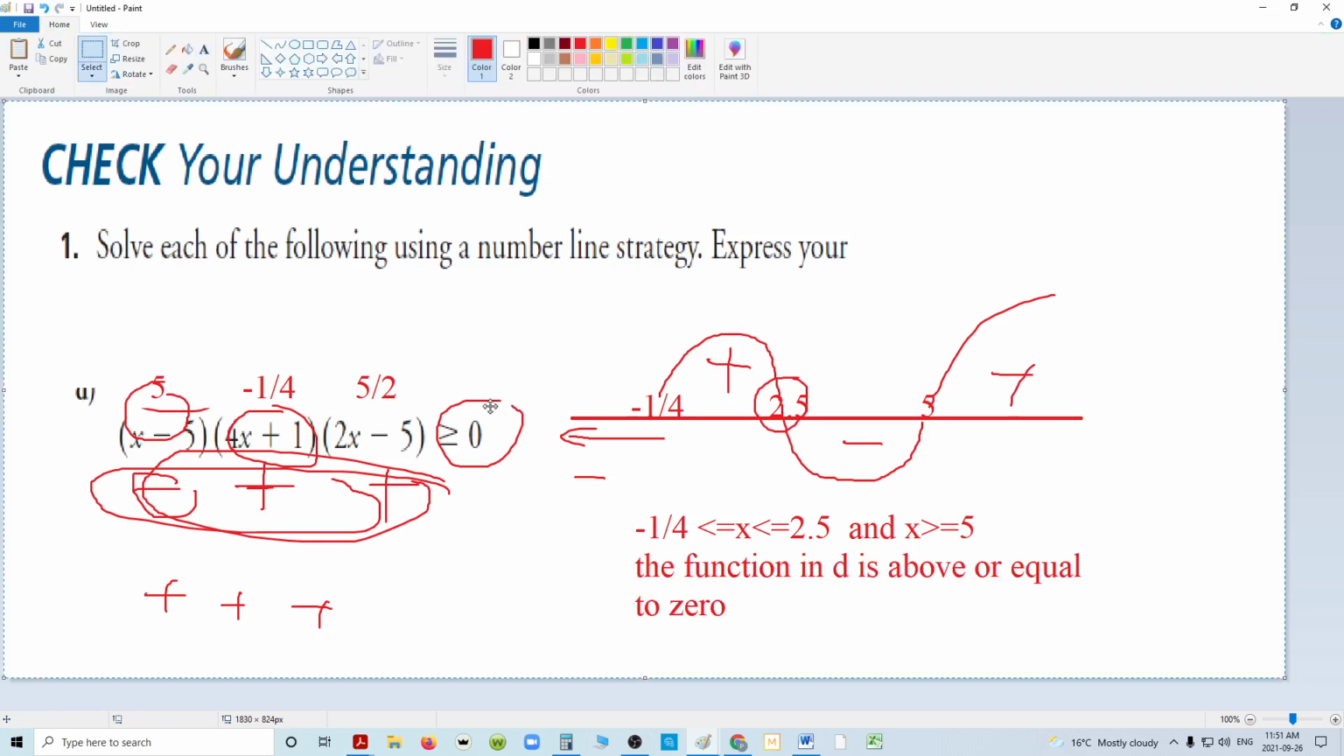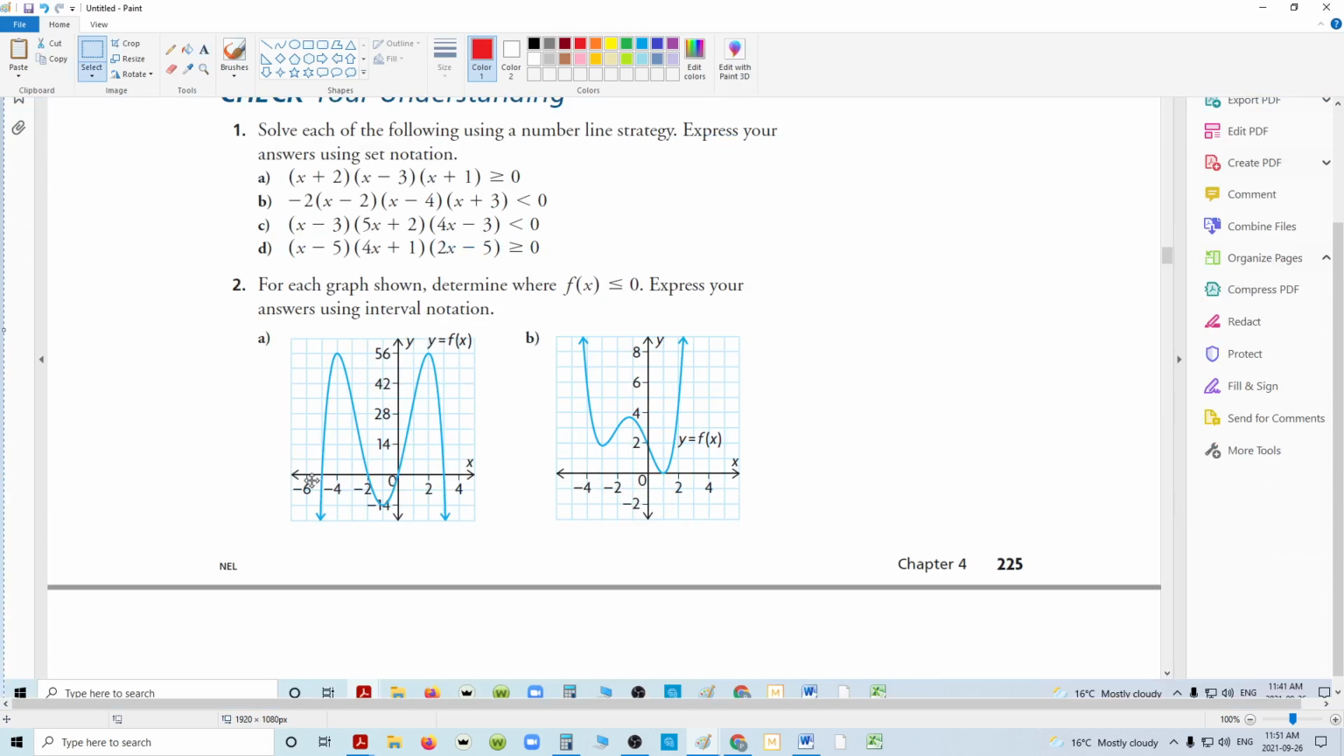Not too hard. For each graph, determine when f of x is below 0. Express your answer using interval notation. Now this is just very easy when you have a graph. Whatever number they're looking for, you can just draw a line. This one here touches right there at 1. So the only time it's below or equal to 0 is at that specific point.